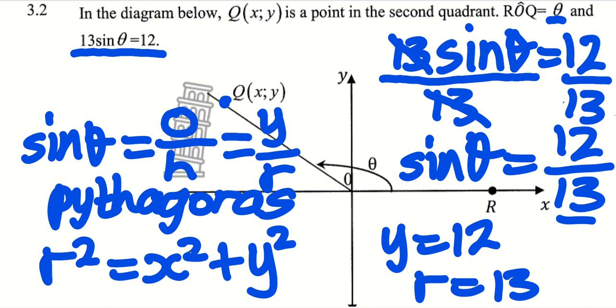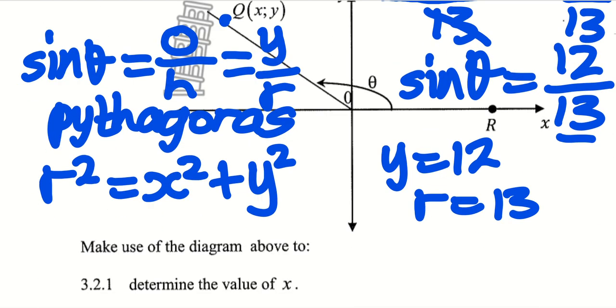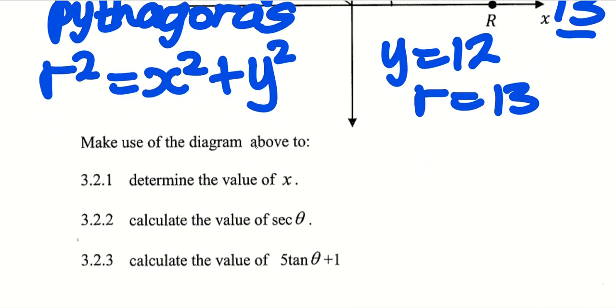This is just the formula, right? You must know the formula for Pythagoras. R squared is equal to x squared plus y squared. If you know this formula, you can substitute everything very well. Okay, so this is what you're going to do.